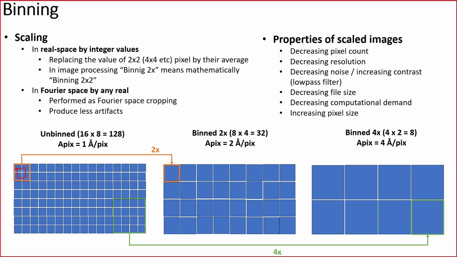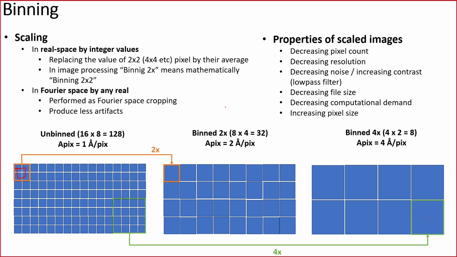If we bin it 4 times, then we take 4 by 4 pixels, average them, and put it into a single pixel, and this will 16 times decrease the amount of data that we are using for the process. The problem with the real space binning is that it needs integer values, whole numbers. We can do binning also in Fourier space. We already learned about this. I will show it on the next slide.